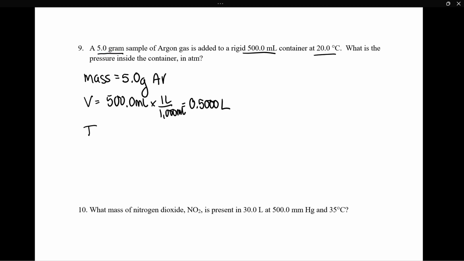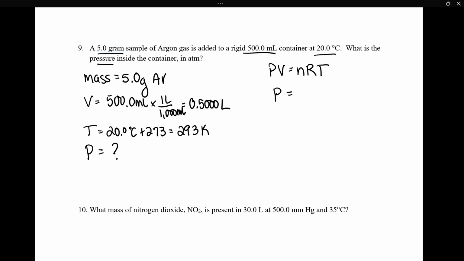I'm also given a temperature. So temperature is 20 degrees Celsius. I'm going to convert that into Kelvin. So that's 293 Kelvin. And then I want to know the pressure. So this again is kind of looking like a job for PV equals nRT. And if I want to find the pressure, it's going to be nRT divided by V.